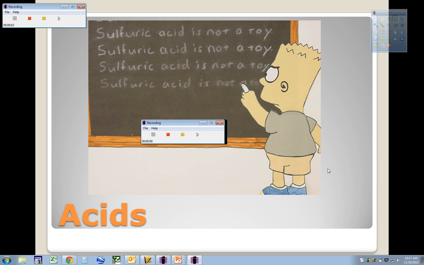Can I use this as an example to show you how to write a formula? We're going to talk about it throughout the rest of the slideshow, but I could show you with sulfuric acid with Bart right there, right now. Do you want me to? Or do you want me to just move on and do it in a nice organized way? Nice organized way. Okay, we'll move on.